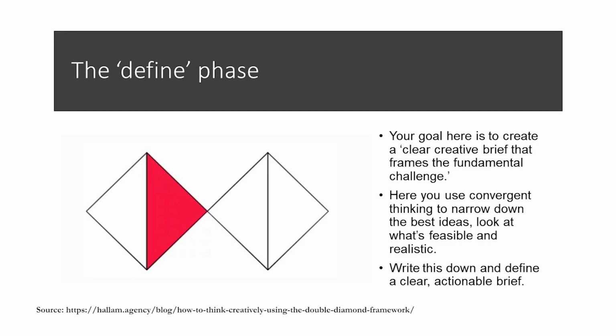Now, we move on to the define phase. Here your goal is to create a clear creative brief that frames the fundamental challenge. In this define phase, you are using convergent thinking to narrow down the best ideas and look at what is feasible and realistic. You have a lot of research findings here, but now you do not explore many more ideas. You look at those specific ideas and you use that to create your problem definition. Write this down as a clear and actionable brief.